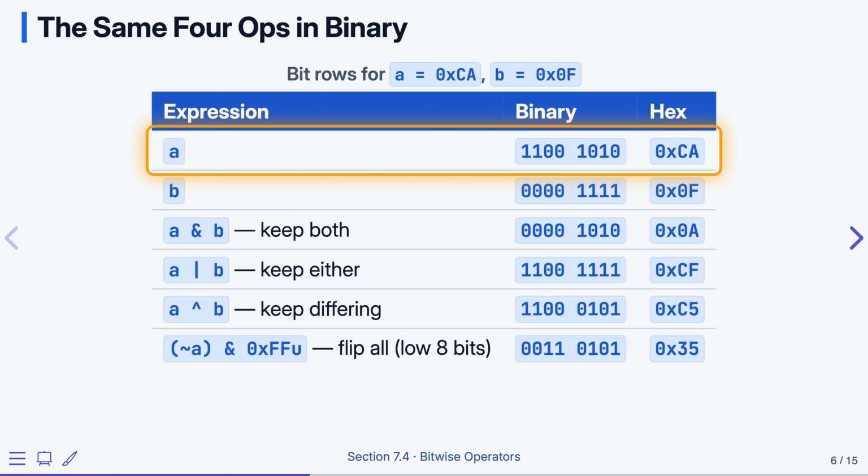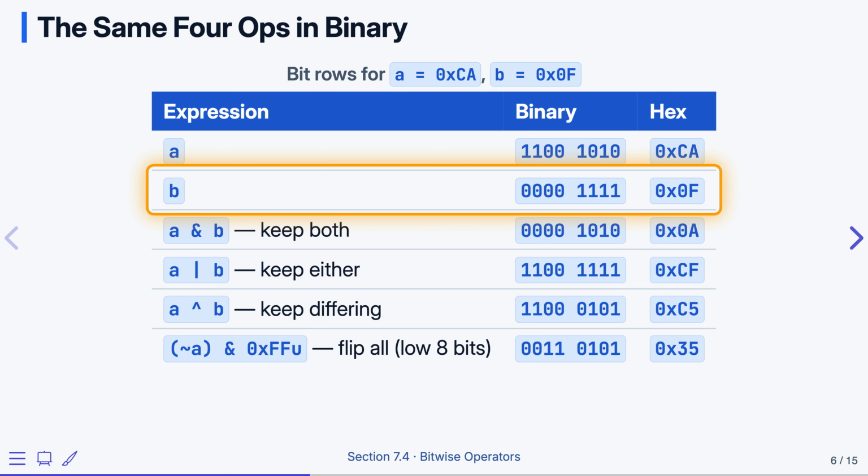These are the same 4 operations in binary and hex. A is 11001010, which is hex CA. B is 00001111, hex 0F. Notice B has only its lower 4 bits set.